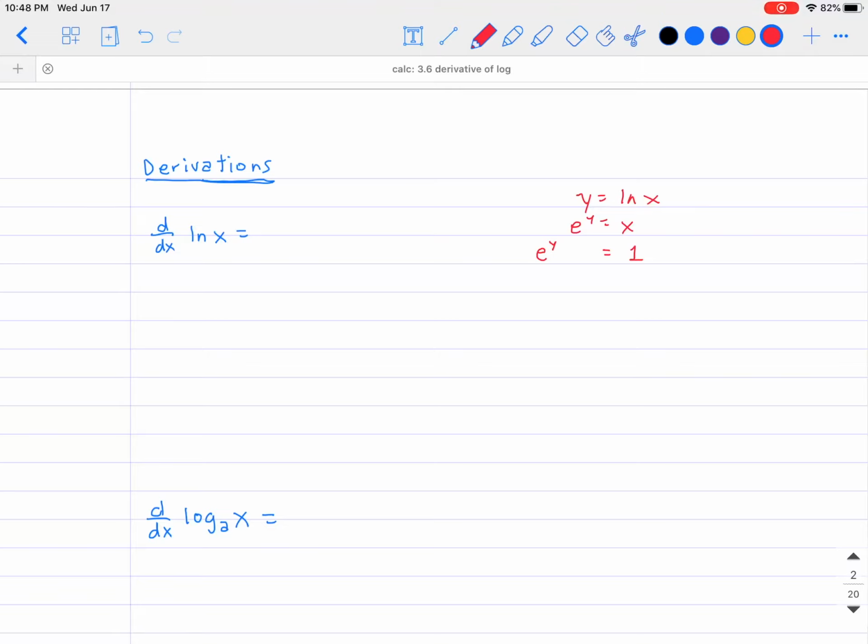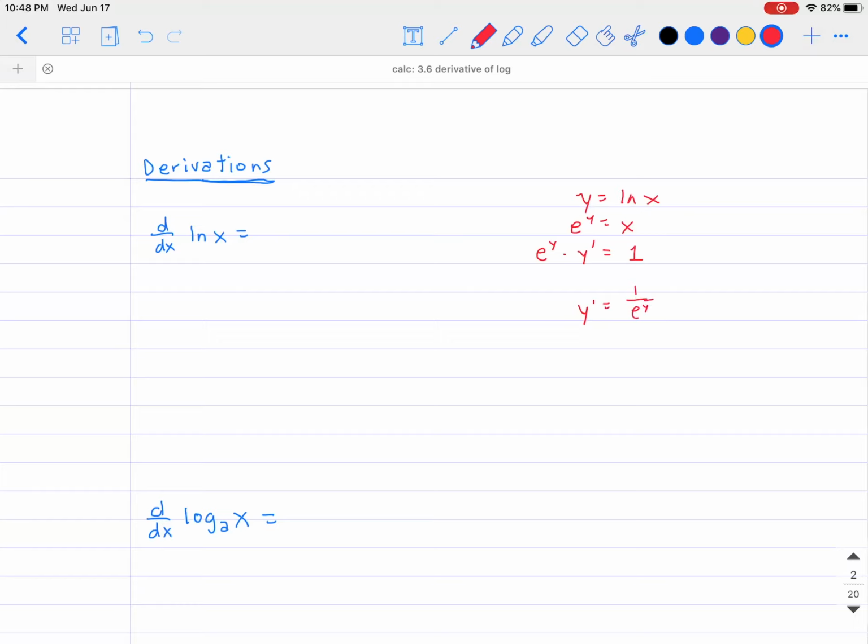But because y is a function of x, that's where we get an extra y prime, or dy/dx, according to the chain rule. So focus on the y prime, because that's what I would like to solve for. I am going to isolate the y prime. So y prime is now equal to 1 over e to the y.